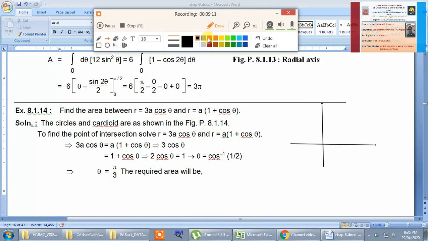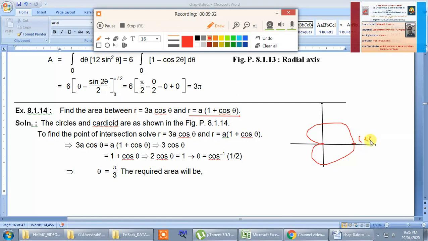Now what is the first curve? The first curve is r = a(1 + cos theta). Yes, it is a rightward facing cardioid, like this. Note that if theta is 0, r is equal to 2a. So r is equal to 2a at theta equal to 0 degrees. Yes, this length is 2a.